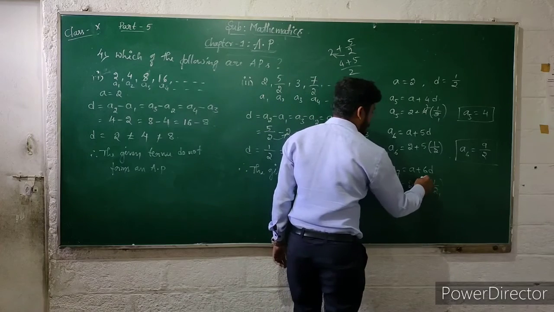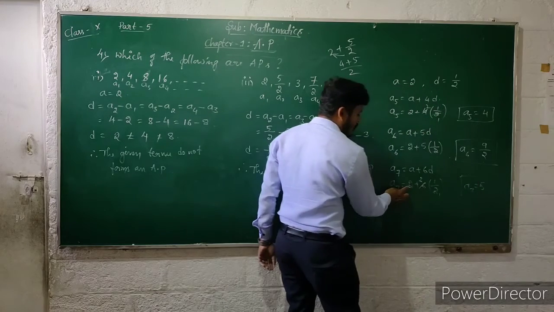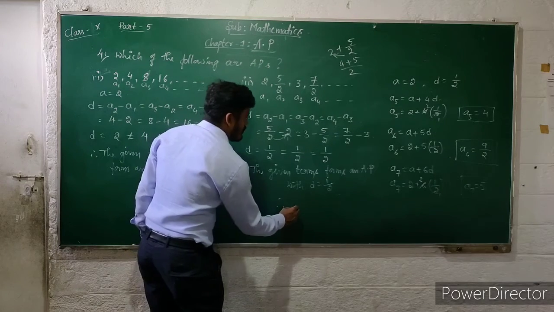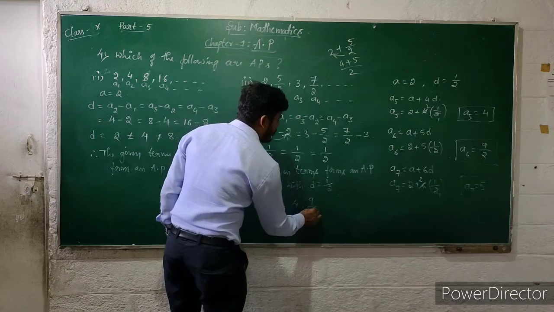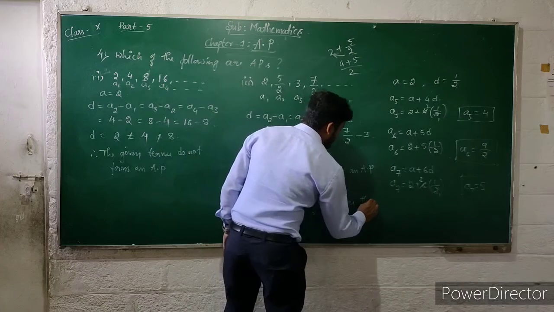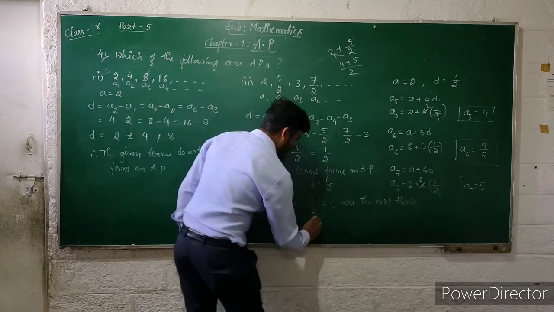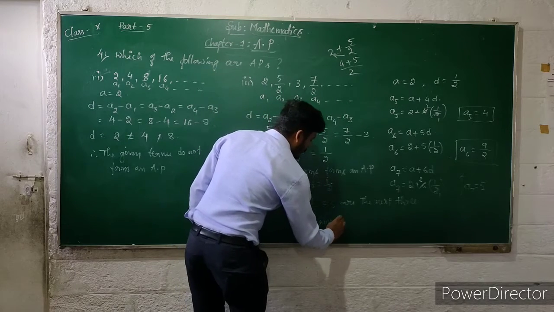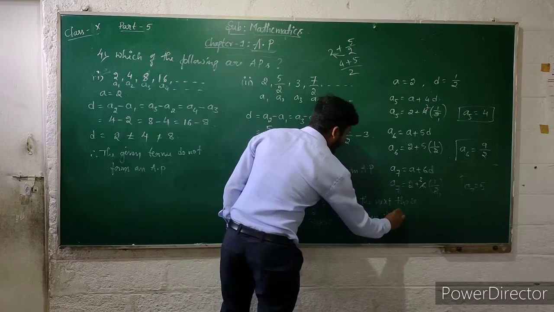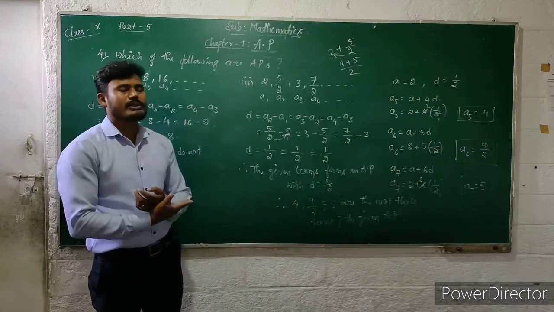2 1s are 2, 2 3s are 6. Then the 7th term of the given AP is 2 plus 3. This is equal to 5. Therefore 4, 9 by 2 and 5 are the next 3 terms of the given arithmetic progression. So this is the answer for the second question.